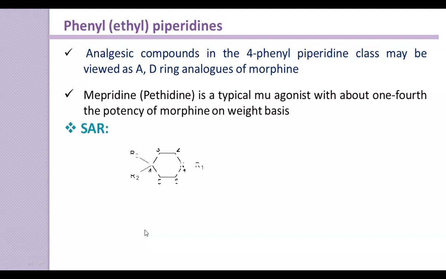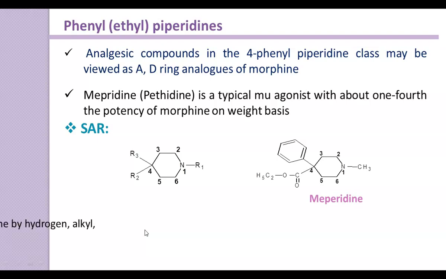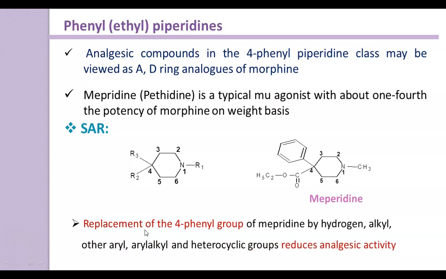Let's begin with the SAR. For discussion, we consider this meperidine structure. The first point is that replacement of the 4-phenyl group of meperidine by hydrogen, alkyl, other aryl alkyl and heterocyclic groups decreases analgesic activity. So this 4-phenyl ring plays an important role in showing analgesic action.